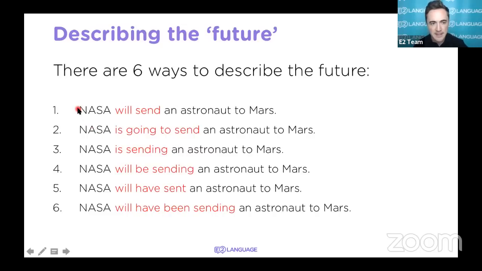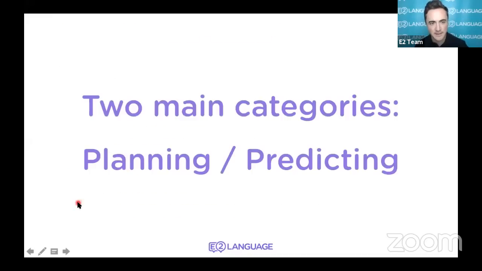Some of these, particularly this one, is used frequently, especially in academic writing. This one is used frequently in conversation. So number 2 and 3 are used frequently in conversation. Number 4, 5, and 6 are rare. They are rarely used, so don't worry too much about them.